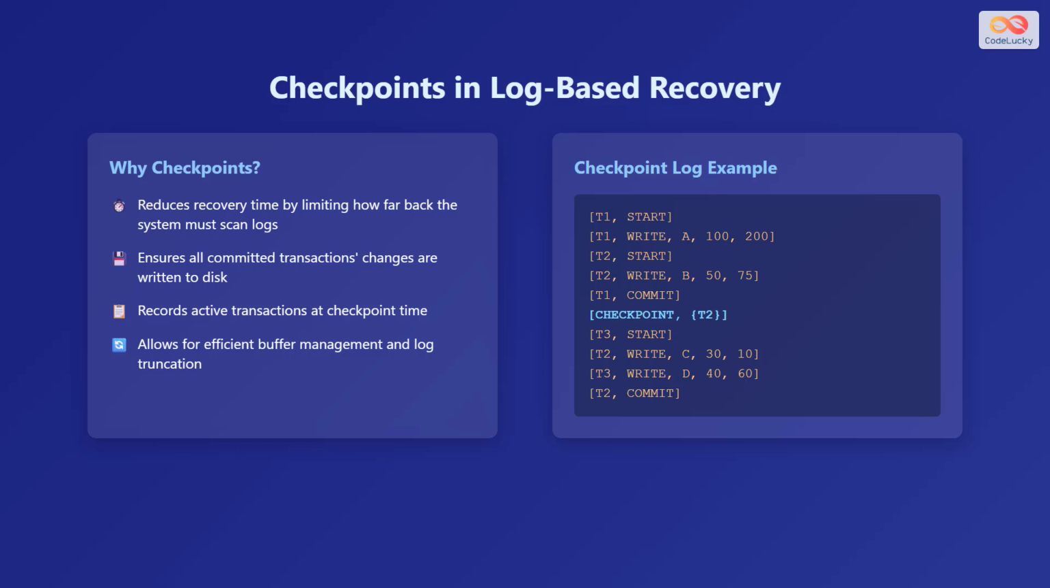Here is an example of a checkpoint log. We start with transaction 1 starts, transaction 1 writes A from 100 to 200, transaction 2 starts, transaction 2 writes B from 50 to 75, transaction 1 commits, then the checkpoint listing transaction 2 as active. Following this, transaction 3 starts, transaction 2 writes C from 30 to 10, transaction 3 writes D from 40 to 60, and then transaction 2 commits.